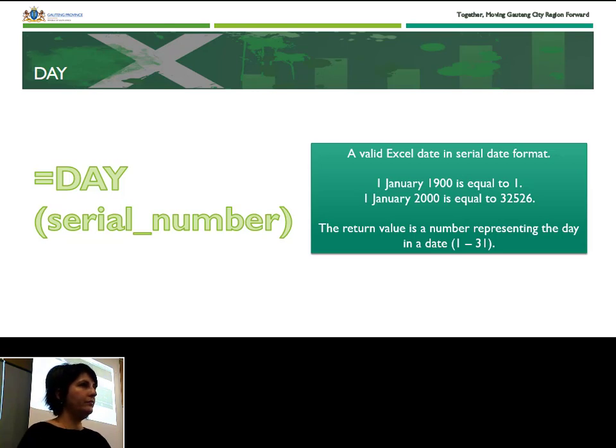What is it? 43 something. The last training I did was 43.55. Okay, what does that mean? It counts the number of days since 1st of January 1900. So it counts the number of days from the 1st of January 1900 up to today.